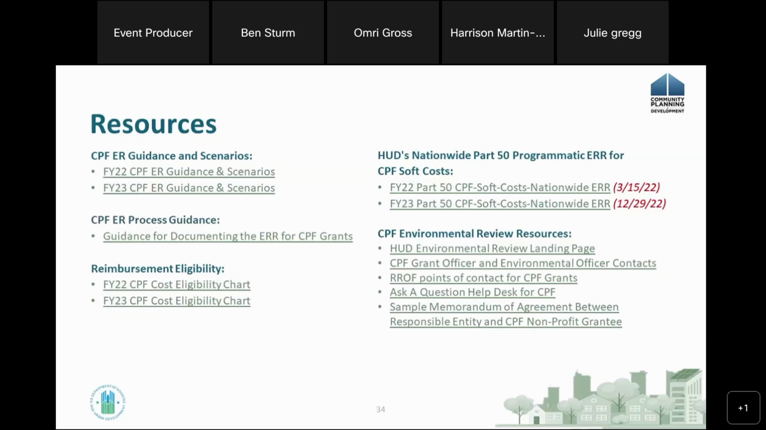There are links to the HUD's environmental review landing page, links to contacts for CPF grant officers, OEE environmental officers, and CPD request for release of funds points of contact. There's a link to HUD's Ask a Question help desk for CPF, and a link to a sample memorandum of agreement between a nonprofit grantee and a responsible entity that can be used to formalize each party's role in the environmental review process. Next slide, please.